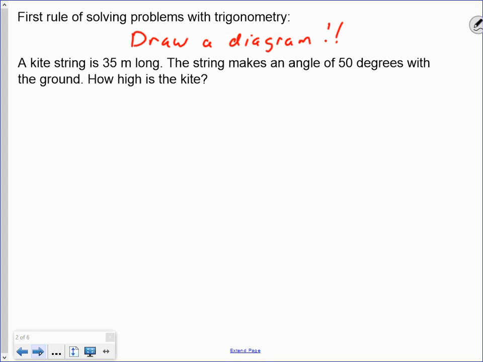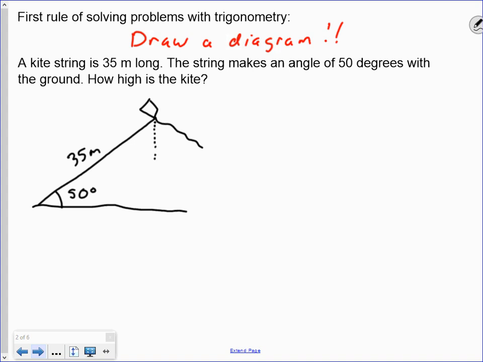So let's draw a picture of what's going on here. We've got the ground. We've got our kite up here in the air. This is our kite, and it is attached to a kite string, which is 35 meters long. The string makes an angle of 50 degrees with the ground. We want to know how high is the kite. Well, the height of the kite is going to be this vertical distance from the ground up to the kite. That's a right angle in there, and there is our right angle triangle. The thing that we're trying to solve is the length of this side here. I'll just label it y.